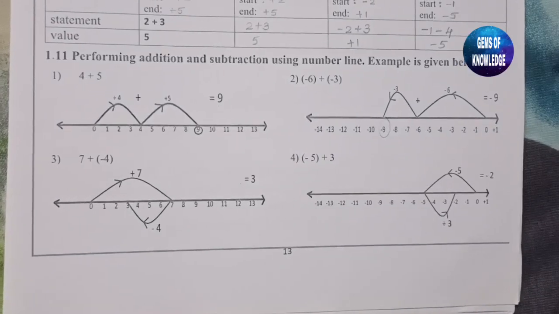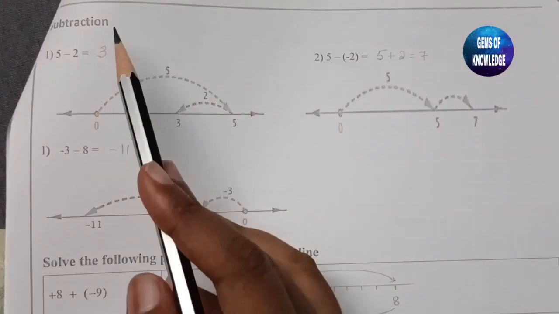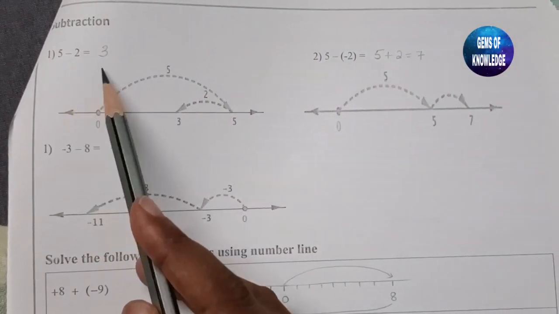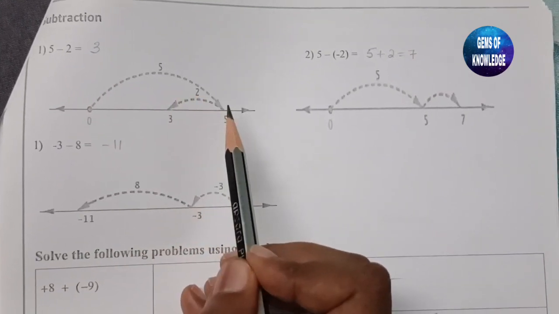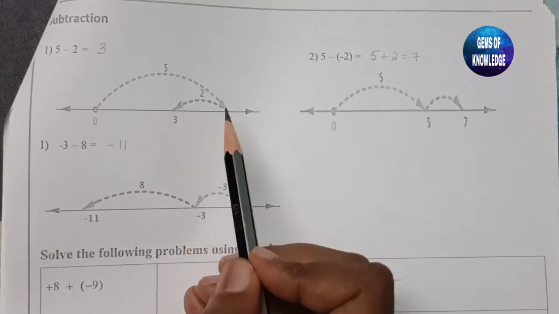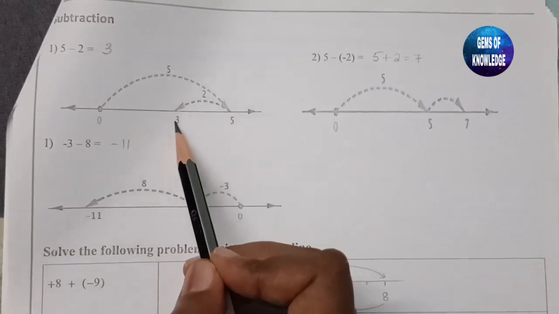Okay, next we will see. Next, they are asking us about subtraction, that is 5 minus 2, it will obviously be 3. You can see here, this is 5, 0 to 5 it is going, and it is again coming back to 3, 2 times. Okay, minus 2 means it will be 3.